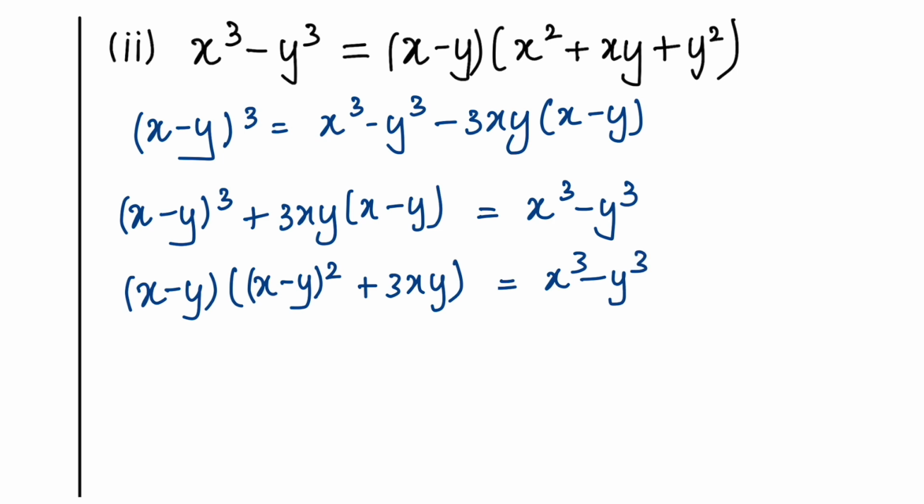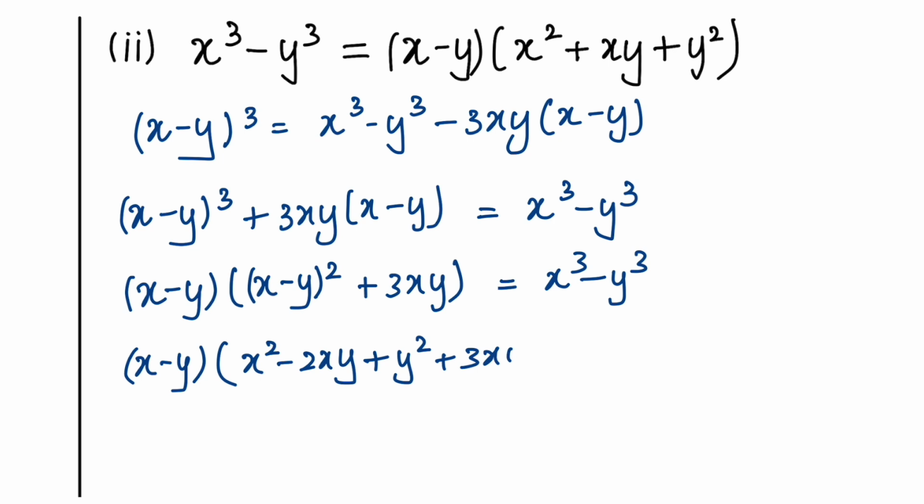Now we have x minus y the whole squared here, so you can further expand it. So x minus y into, here we have x minus y the whole squared, right? So x squared minus 2xy plus y squared plus 3xy is equal to x cube minus y cube.